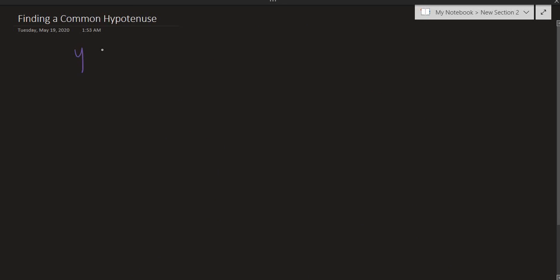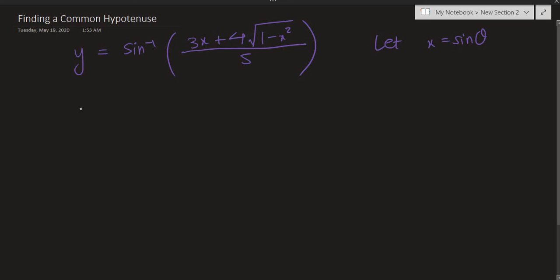So let's do a last one, and you will see why this method is called finding the hypotenuse. So if you have the sine inverse now of 3x plus 4 times square root of 1 minus x squared, divided by 5. Well, looks like we have a standard substitution model over here. So let's make that substitution. Let x equals sine of theta.